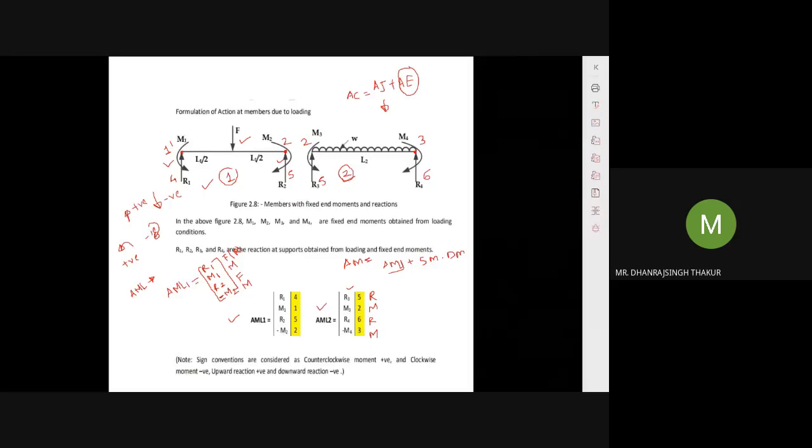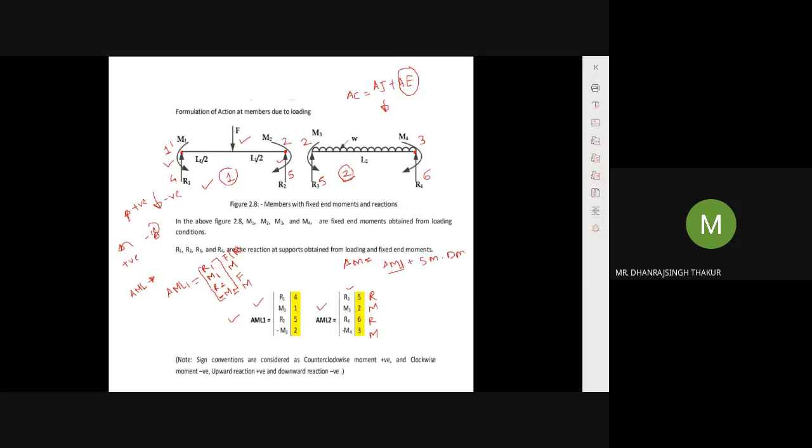AML1 is nothing but this matrix. Its use is to assemble the equivalent joint load matrix and also to find out the values of member end forces. Now here we have seen how to find out the AML1 matrix and AML2 matrix. For that, whatever loading is given, you have to convert to its end loading by finding out the fixed end moments and the support reactions.